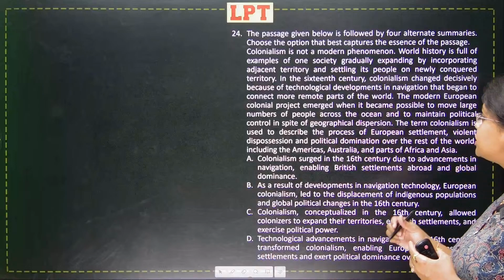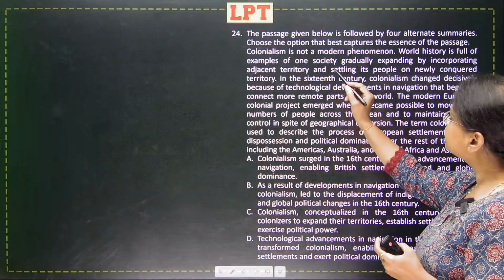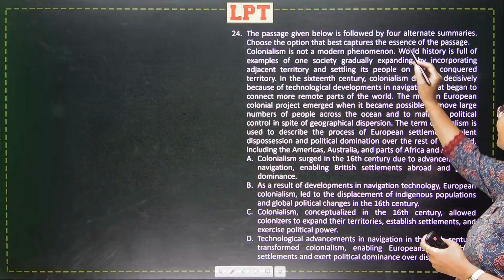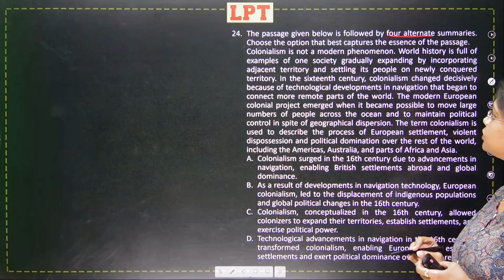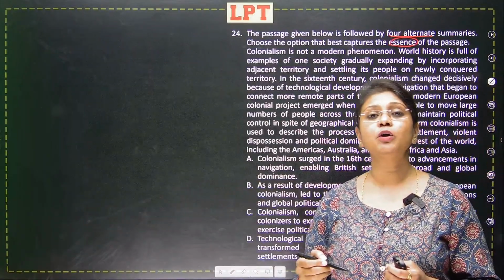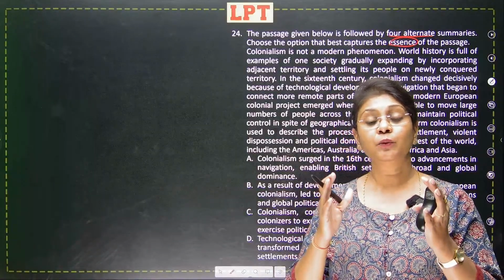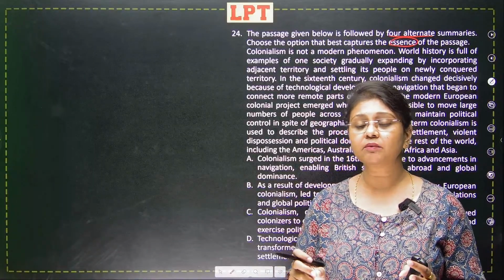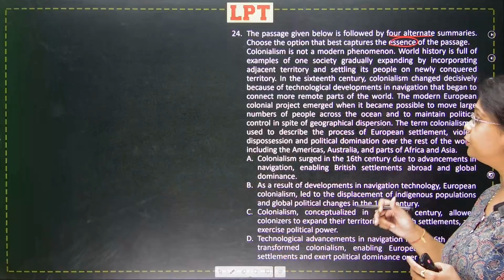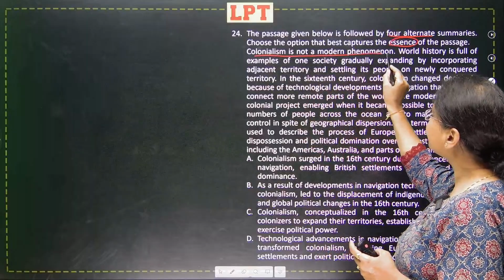So let's read out this one. So it says, the passage given below is followed by 4 alternative summaries. Choose the option that best captures the essence of the passage. So because we want to understand the essence of the passage here, the important point is that you have to understand the main details of the passage. So let's quickly read it through. So it says, colonialism is not a modern phenomena.